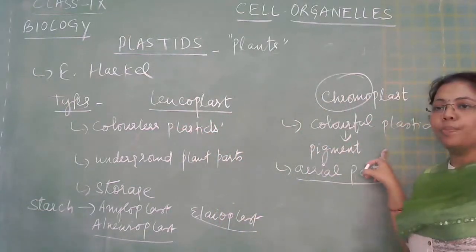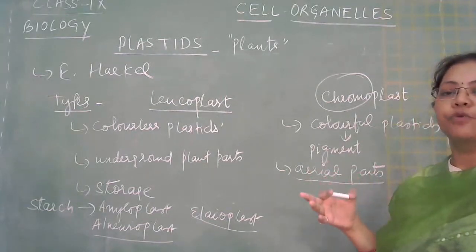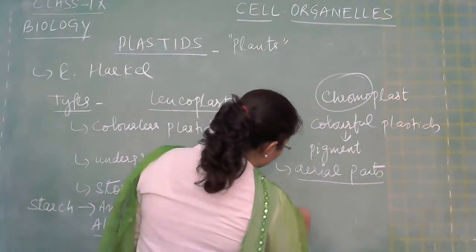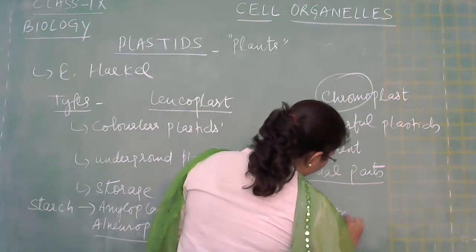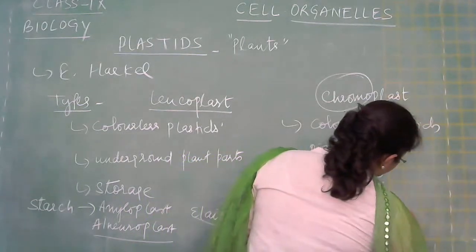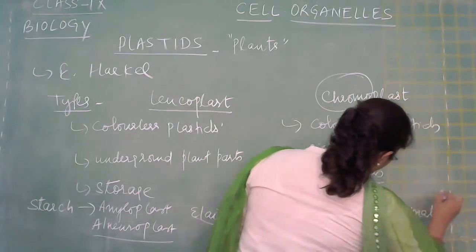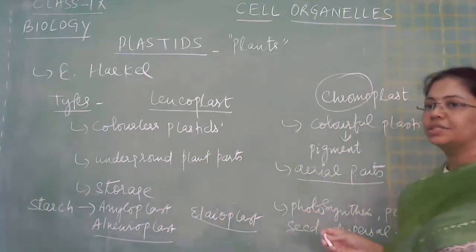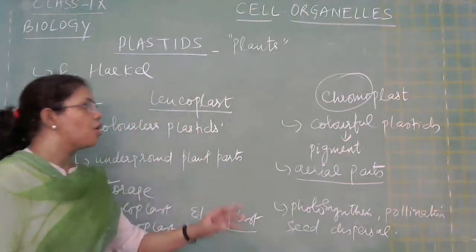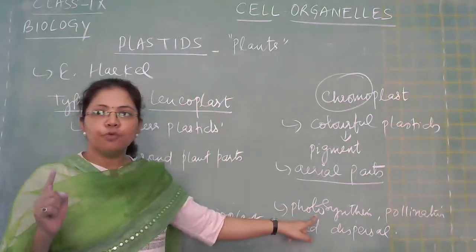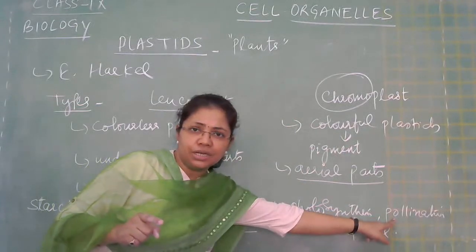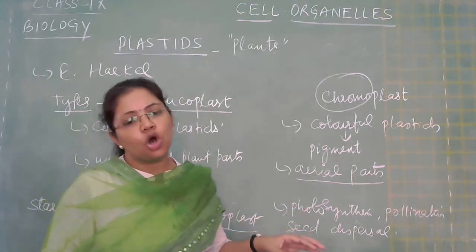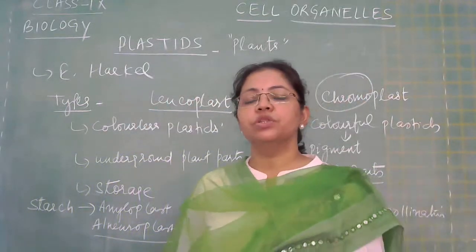Here, chromoplasts are present in flowers and fruits and make the parts colorful. So their major functions are photosynthesis, pollination, and seed dispersal. Yes, the three main functions of chromoplast are that they help in photosynthesis, pollination, right, and seed dispersal. And I'm pretty sure you are all well acquainted with these terms.